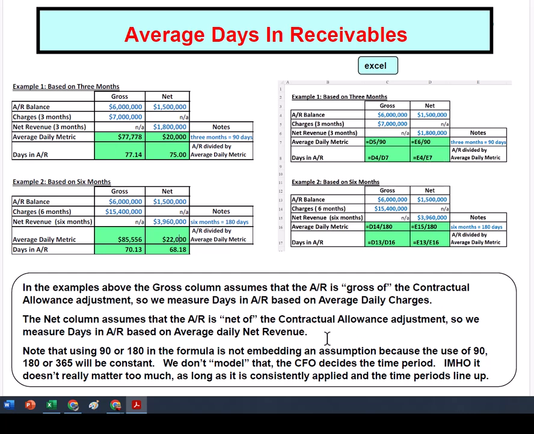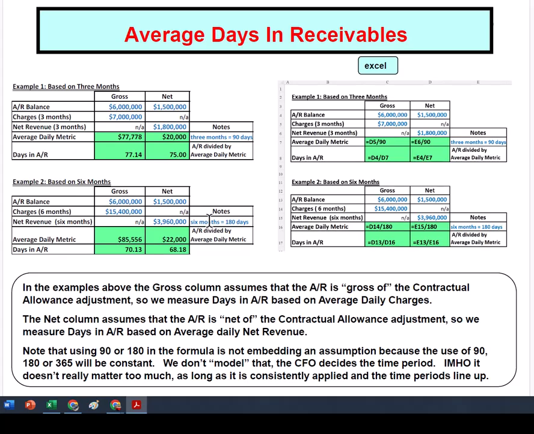So it's a really good snapshot of how long it's taking. It's one of the number one metrics that people use. How long does it take you to collect your money on average? Super important. Okay, we're going to wrap up. We're at an hour, and we're going to go to a second video that's kind of the application of these principles.